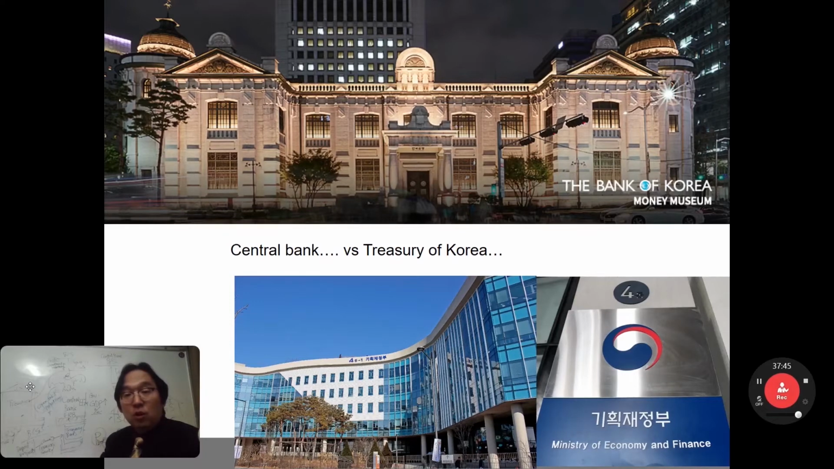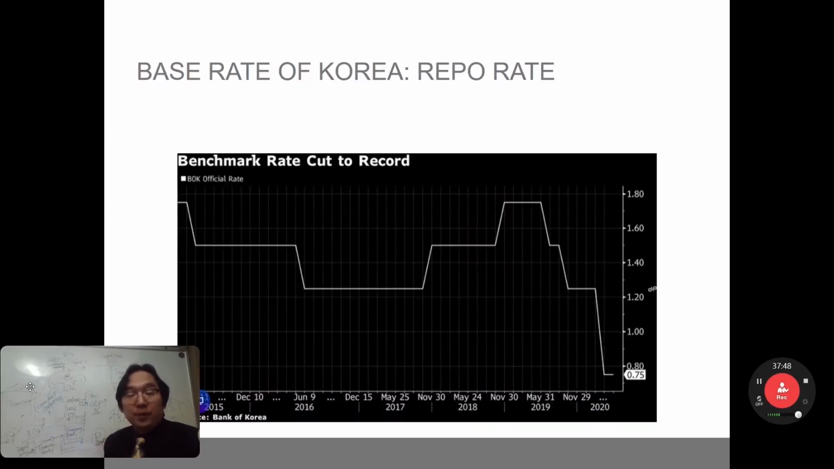Now, the base rate of Korea is shown over here. We call it the repo rate, repurchasing agreement. It's like a short-term overnight borrowing rate among banks in Korea. It's something the central bankers in Korea specify and work on. And together with Jerome Powell's move, the Bank of Korea also decided to lower Korea's base rate to 0.75%.